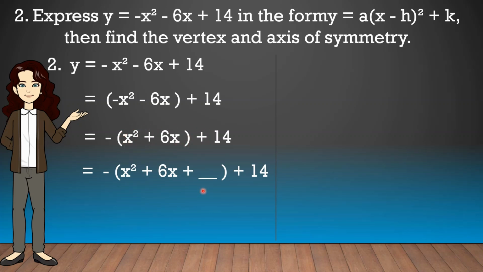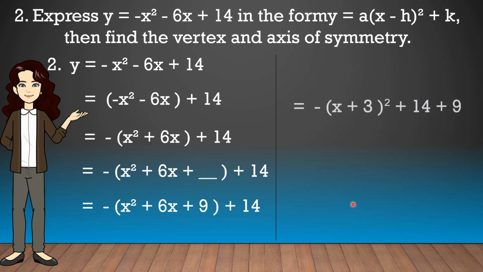And after that, how do we have the perfect square trinomial? We need to write plus blank. What must be added to make it a perfect square trinomial? Get half of the middle term. Half of 6 is 3. Then 3 times 3 becomes 9. Then after that, multiply 9 to the coefficient of a. The coefficient of a here is negative 1. So 9 times negative 1 is negative 9. So that we need to add plus 9.